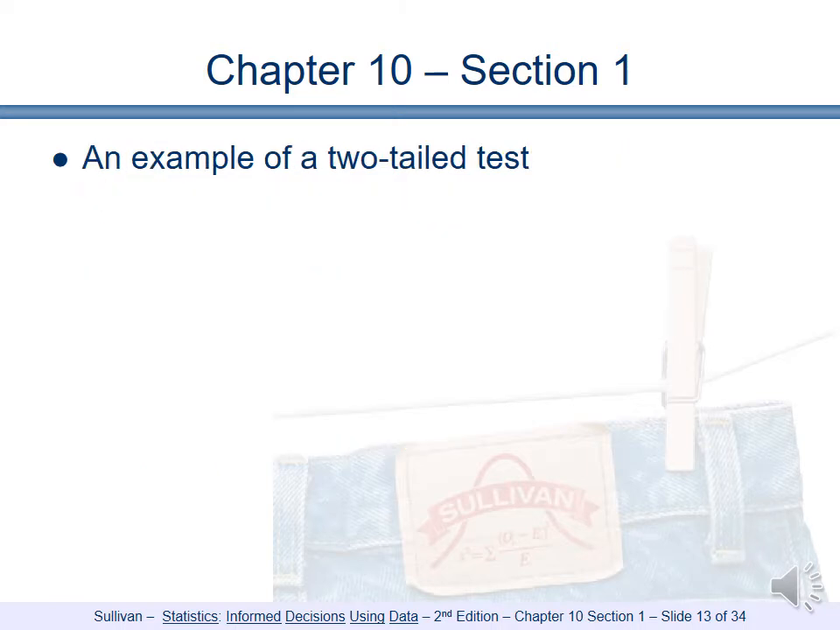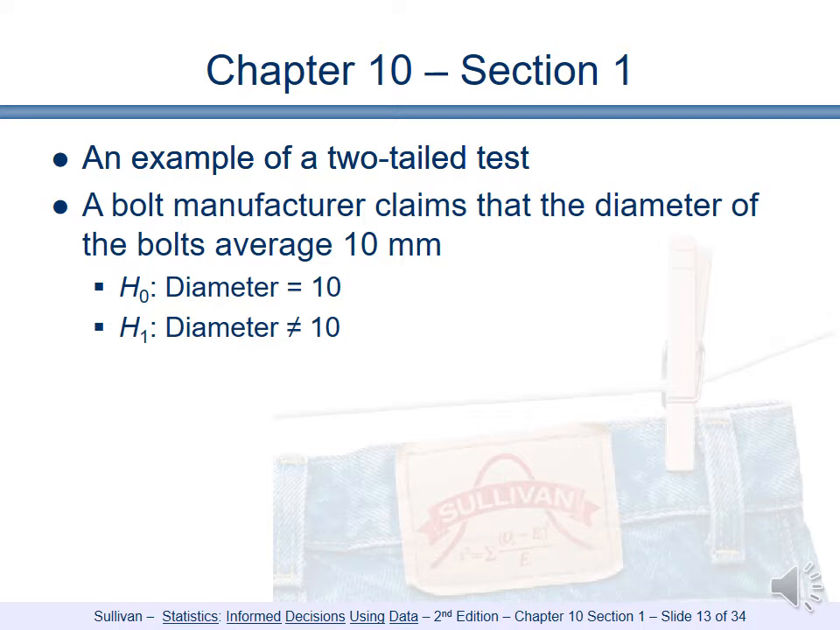An example of a two-tailed test. A bolt manufacturer claims the diameter of a bolt averages 10 millimeters. So H sub 0 equals 10, and H sub 1, the diameter is not equal to 10. Let me do that again. The bolt manufacturer claims the diameter of a bolt is 10 millimeters. So H sub 0 is equal to 10 millimeters, and H sub 1 is that it's not.